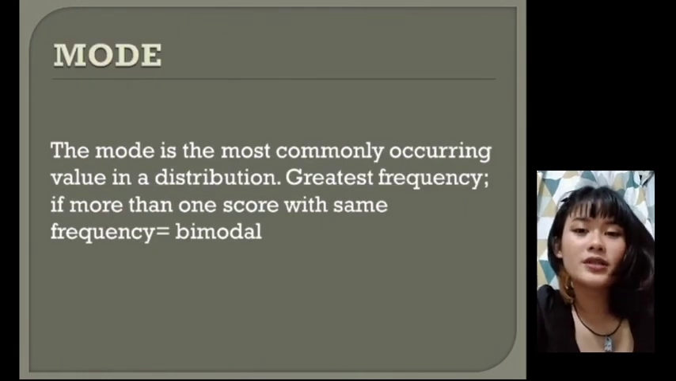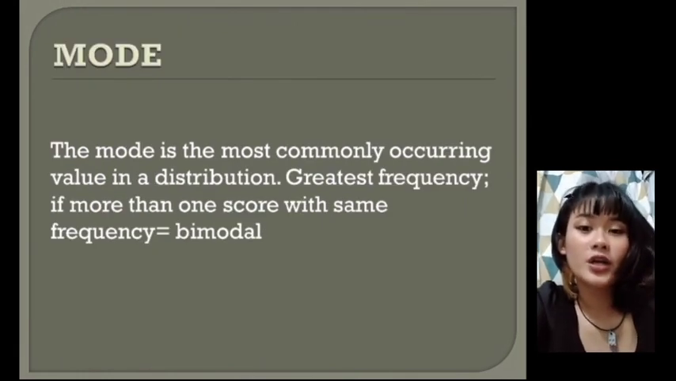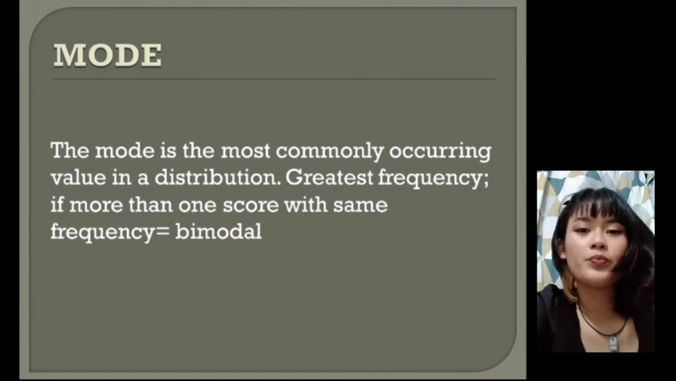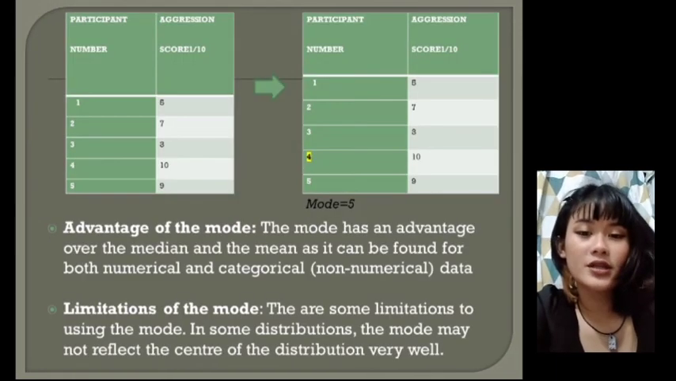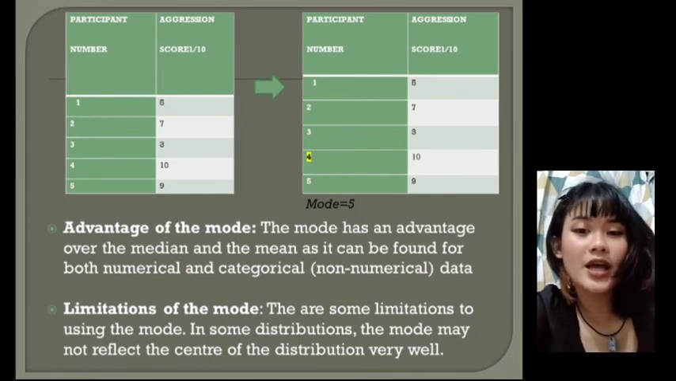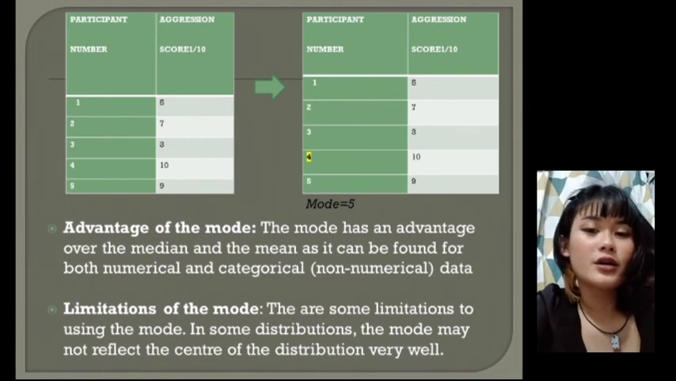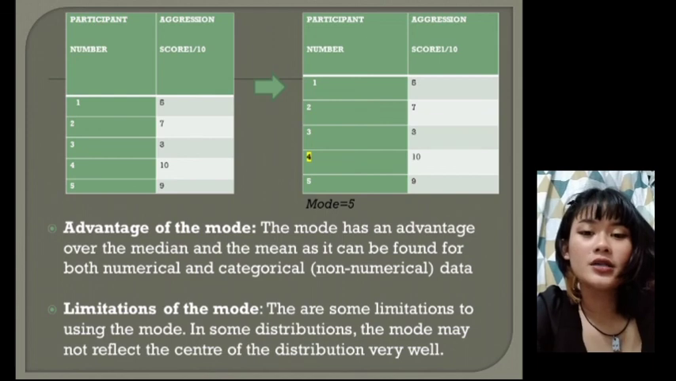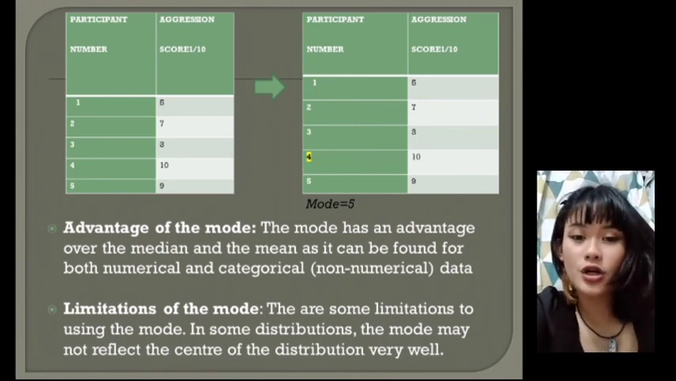Lastly, the mode. The mode is the most commonly occurring value in a distribution, the one with the greatest frequency. If more than one score has the same frequency, the distribution is bimodal. The mode has an advantage over the median and the mean as it can be found for both numerical and categorical or non-numerical data. A limitation of using the mode is that in some distributions, the mode may not reflect the center of the distribution very well.